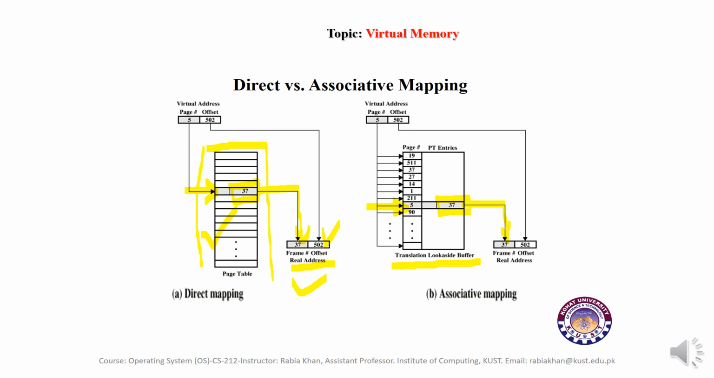But it may happen that the translation look-aside buffer may not hold a specific page of a specific process. Then for that, the operating system has to move on to the direct mapping technique. Associative mapping was an alternative to direct mapping in order to reduce the two-cycle access or two-cycle fetch technique. But if a page is not found in the translation look-aside buffer, then the operating system has to move on to the direct mapping technique.